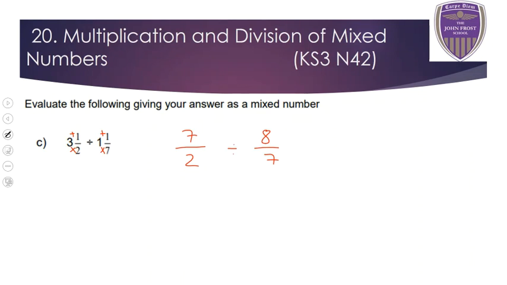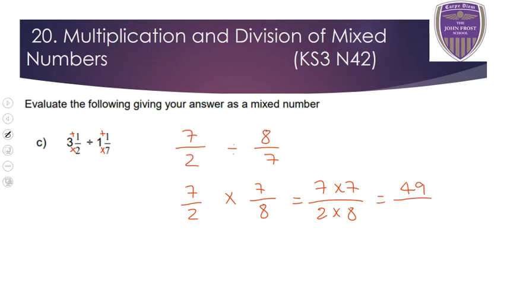Keep, change, flip next because it's divide, look. So keep the first one the same, change the divide to times, flip the second fraction over. Now we're multiplying, so top 2 together: 7 times 7 for the numerator, 2 times 8 for the denominator. So 7 sevens are 49, 2 times 8 is 16. We can still do that as a mixed number because 16 does go into 49.